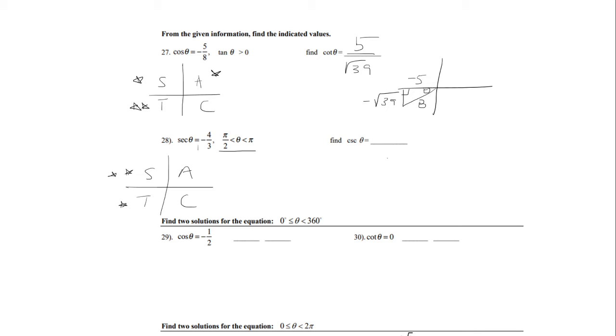Okay, so we want to find cosecant. So we'll draw a right triangle. Secant is 1 over cosine. So cosine is adjacent over hypotenuse. So this is hypotenuse over adjacent. And if we do the Pythagorean theorem, we get square root 7.